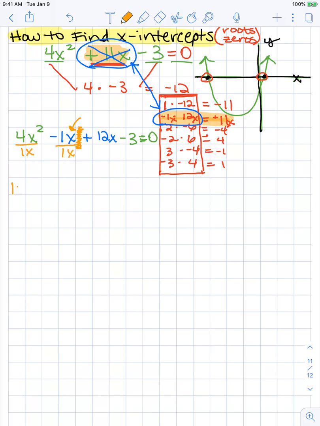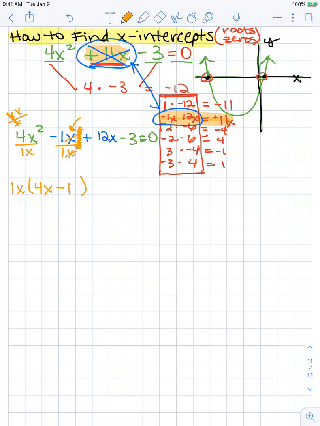So I write down what it is that I've divided out, and then I do the division to see what's left over. 4 divided by 1 is going to be 4. And then x squared over x, well, one of those x's cancels out, and I'm left with an x here. And then I have a negative 1 over positive 1. That's going to be negative 1. And then both these x's cancel out.